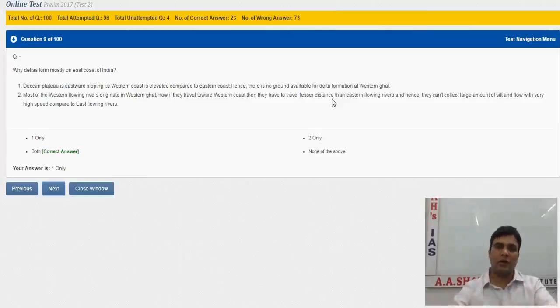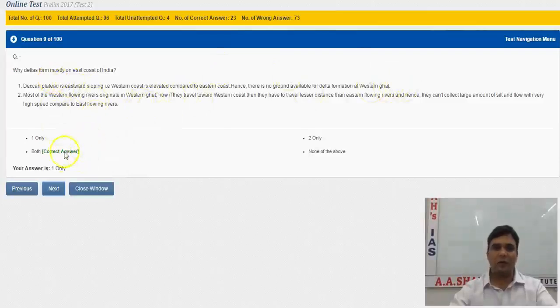So obviously there is no lateral erosion, or there is limited lateral erosion, or restricted vertical erosion. Because of this limited nature of erosion, the sediments available for deposition are not available in a huge manner, and that will also result in delta formation only on the west coast, not on the eastern coast. So the second option is a giveaway actually. Even if you don't have enough knowledge about the first one, the second one is a giveaway.